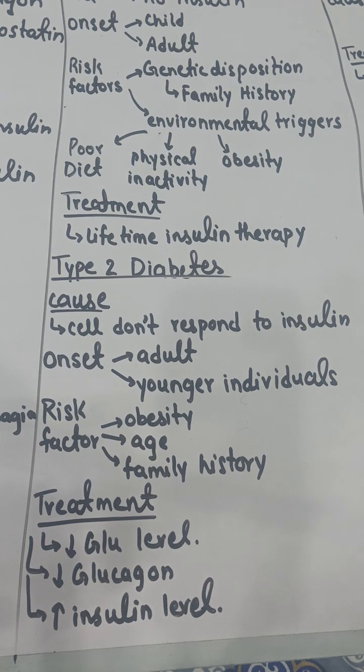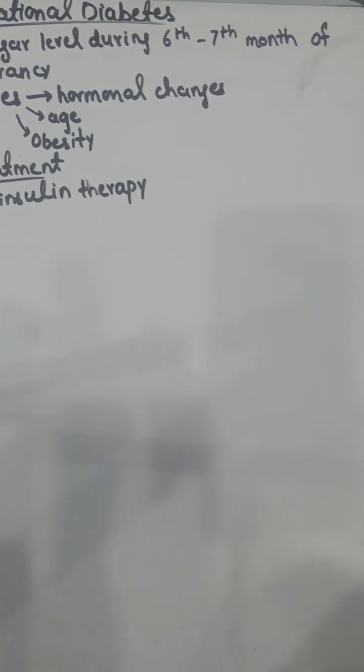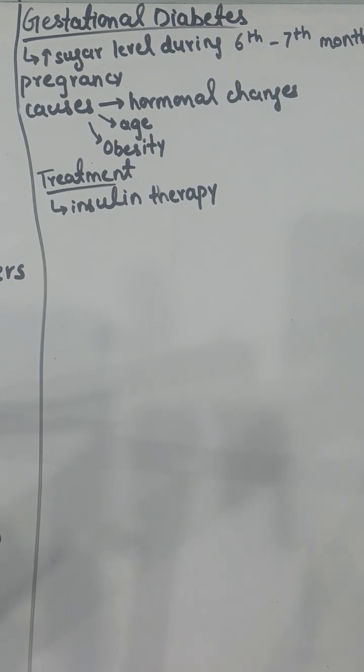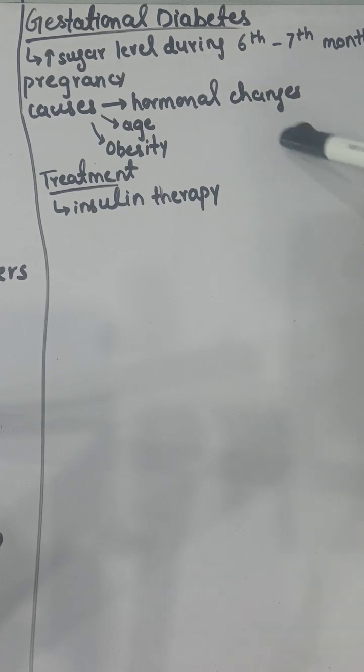So let's discuss the third and last type of diabetes. Gestational diabetes is the diabetes which occurs due to high levels of sugar during the 6th and 7th month of pregnancy. What are the causes of the increase in glucose level during the 6th and 7th month of pregnancy? The causes include hormonal changes.